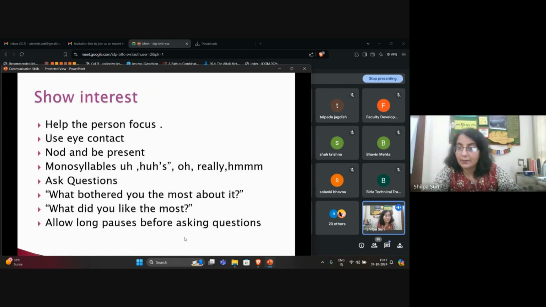And the third very important thing is show interest. Eye contact, keep nodding, right? And saying, oh, yeah, you're there, asking questions. What is bothering you? What did you like the most? What do you think about it? And then long pauses so that people can think. Now remember, communication is not about starting and finishing a sentence, isn't it? It's about letting people process what is being said.